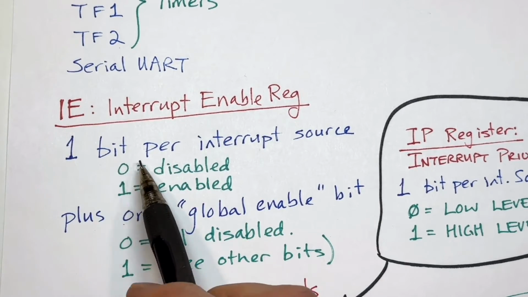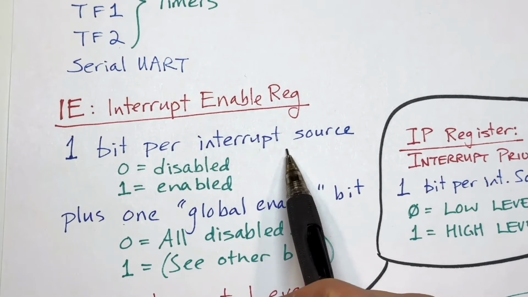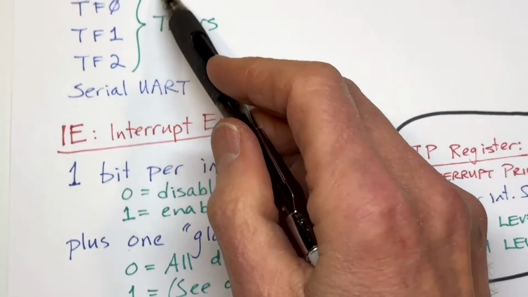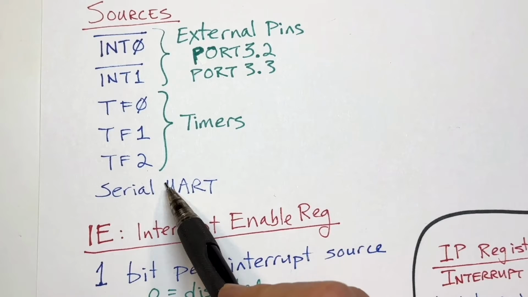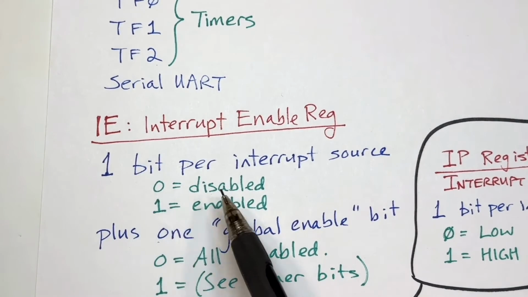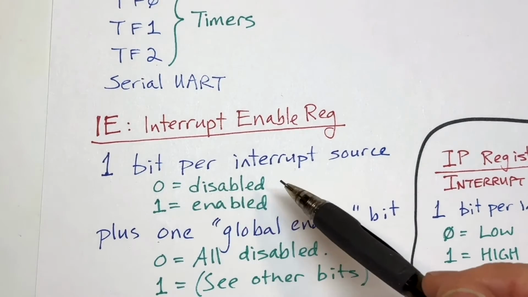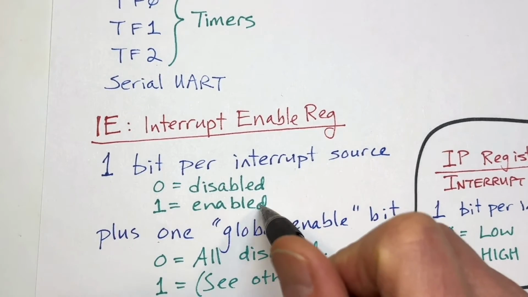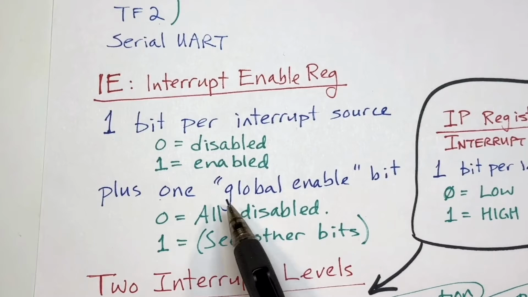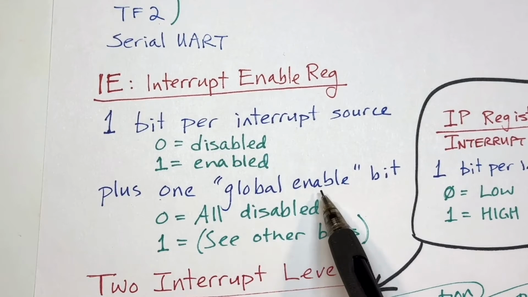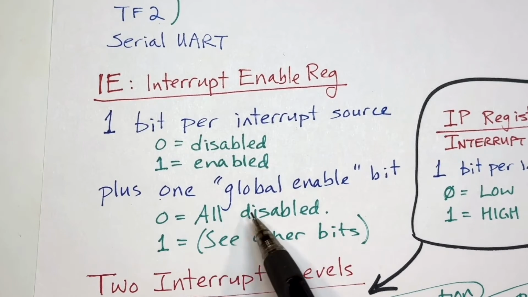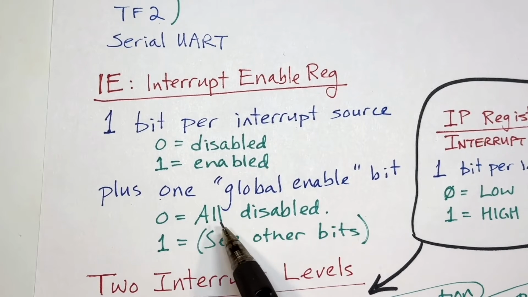So there is 1 bit per interrupt source to indicate whether that particular source is enabled or not. So 0 for disabled, and the bit will be set to 1 if we are allowing interrupts from that particular source. And there's 1 additional bit, which is called the global enable bit, and if it's 0, then interrupts will not happen. In other words, all 6 sources are disabled.